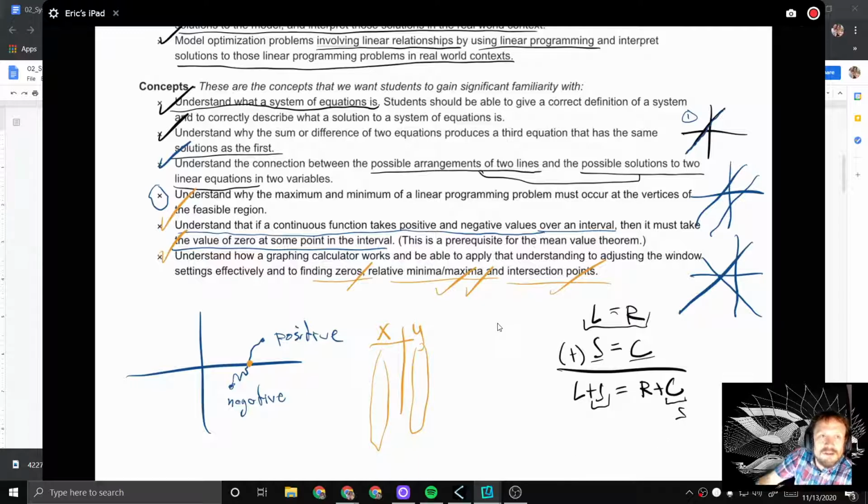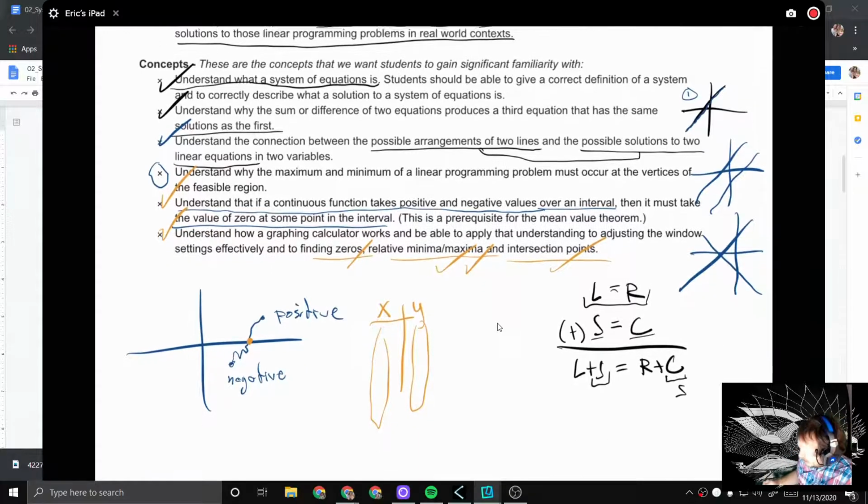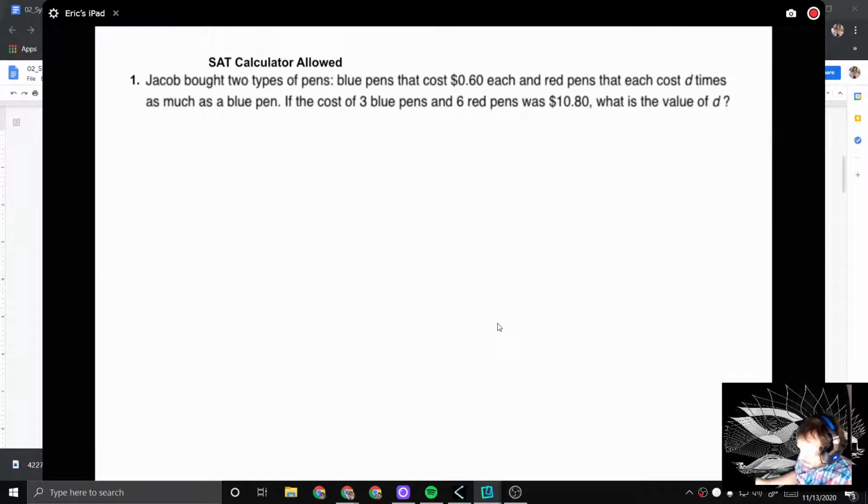Okay, time for some calculations. Problem number 1. I'm going to try to hold myself to 5 minutes at most for each of these problems. A few minutes explaining and a minute or so solving the problem. Jacob bought 2 types of pens. Blue pens that cost 60 cents each, red pens that cost D times as much as the blue pen. If the cost of 3 blue pens and 6 red pens was $10.80, what's the value of D?